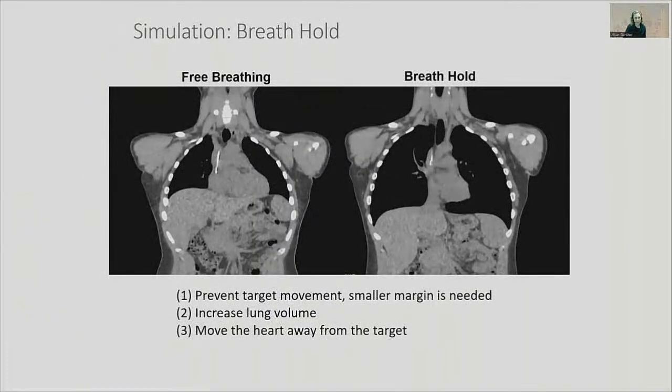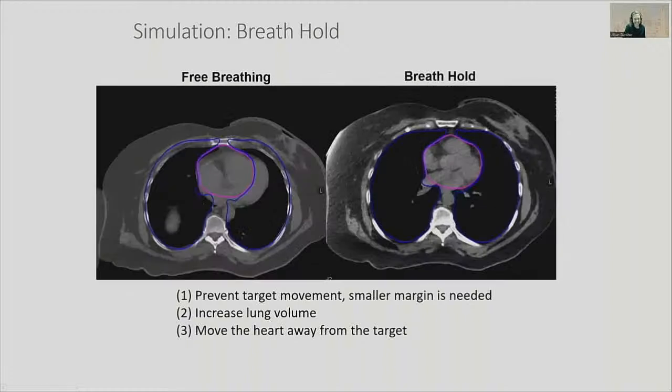This is giving you an idea of what the benefits of deep inspiration breath hold are. You can see this patient in the free breathing position compared to this patient in the breath hold position. And you can imagine that if we needed to treat breast tissue, hopefully that radiation would not be covering the entirety of the lung in the breath hold position, as it may be in the free breathing position.